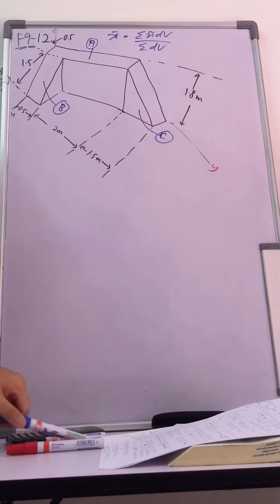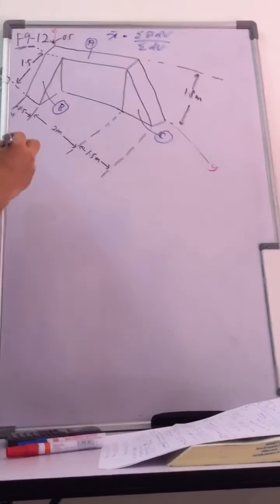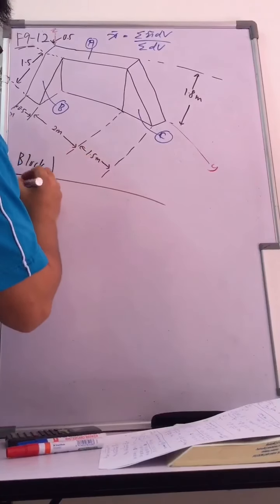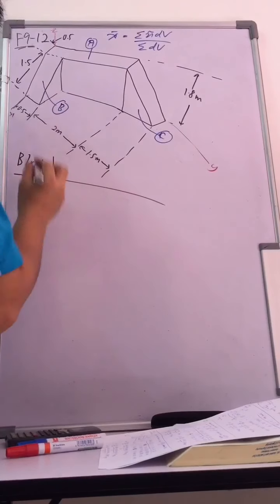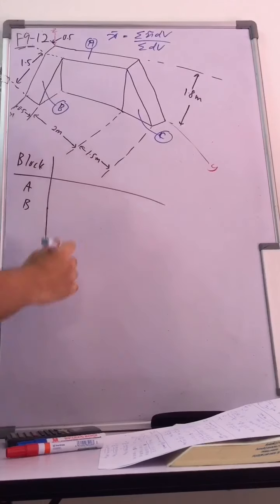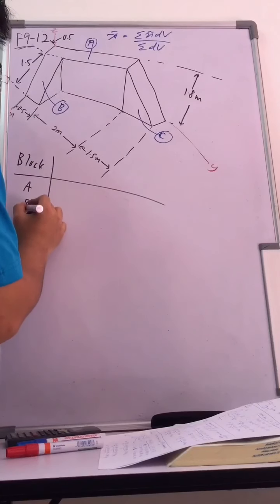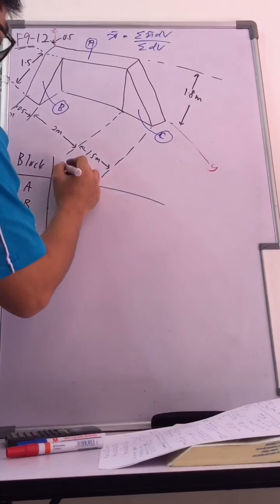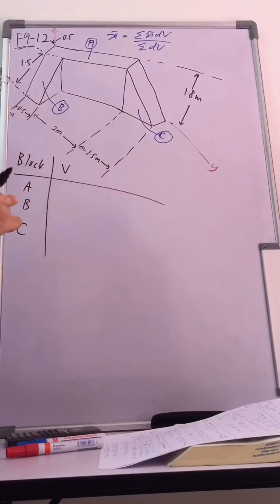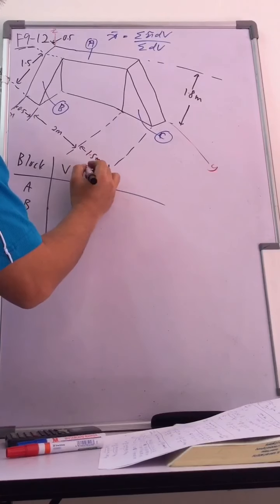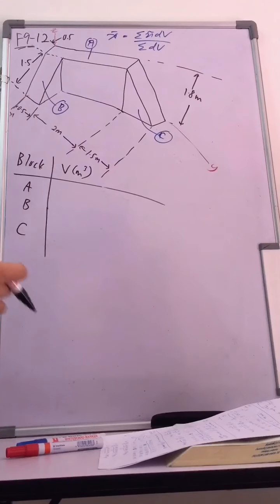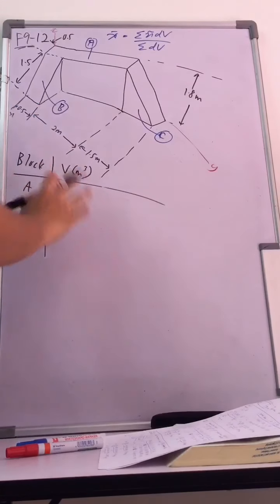Okay, now we'll use the table. So we have block A, the rectangle, the cuboid. B is like a prismatic triangle, and C is a perfect triangle. Okay, and then you have the volume, everything in meter cubed. You can write the unit if you want. Mostly I encourage you guys to write the units, but I don't have space here, so I don't really write them.